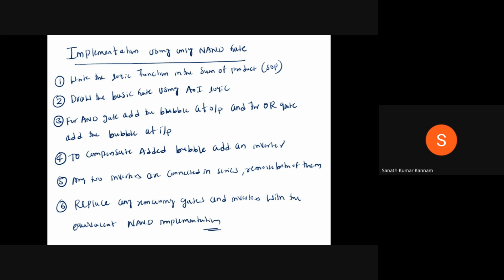So that means first you need to write the logic function using sum of products, SOP, and draw the basic gates using AOI logic, AND-OR-invert logic. Wherever the AND gates are there, you need to add the bubble at the output. Wherever the OR gates are there, you need to add the bubble at the input. To compensate the added bubble, you need to add the inverter. Any two inverters connected in cascade, you need to remove. Then replace the remaining gates and inverters with equivalent NAND gates. Okay, is this fine? The procedure is fine. Shall I move forward?